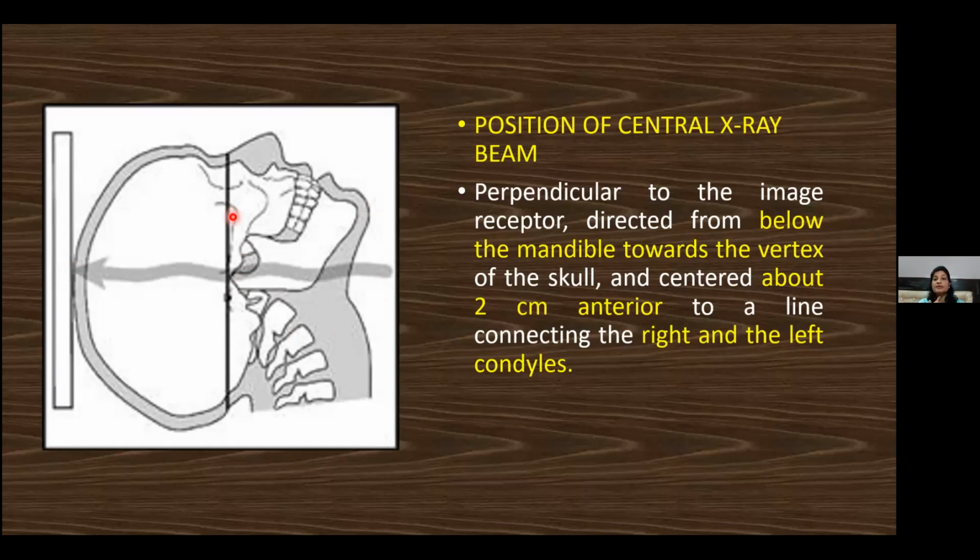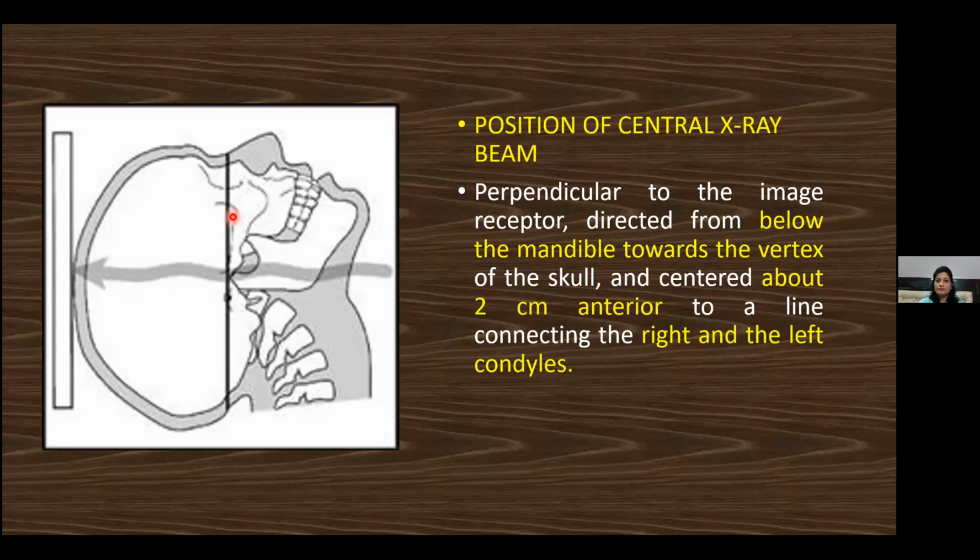Where it is centered, it is called the submental vertex. It will exit where? Centered over the vertex. And in the center, it is 2 centimeters anterior. If I connect a line between the right and left condyle, 2 centimeters anteriorly, my ray will pass. So 2 centimeters anterior to the line connecting the condyles, and it is directed towards the vertex. This is your mental region. Below the mandible is called submental, below the mentum, exiting the vertex of the skull. That is why it is submental vertex.